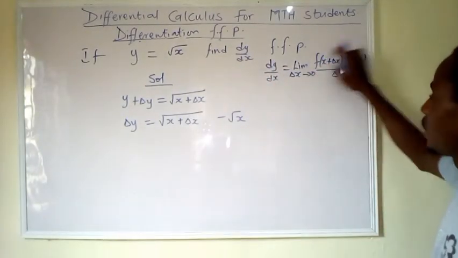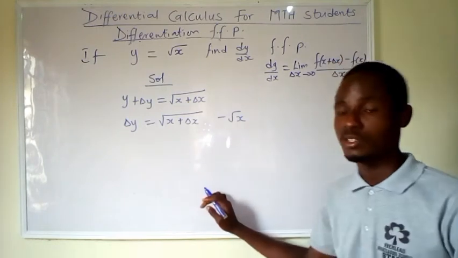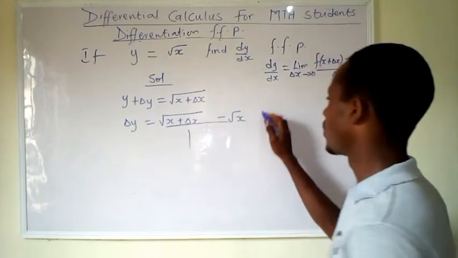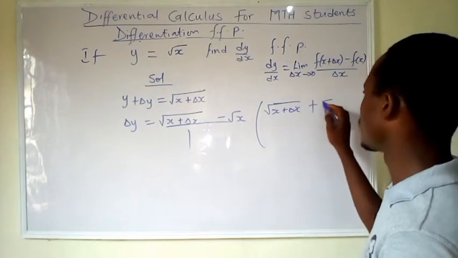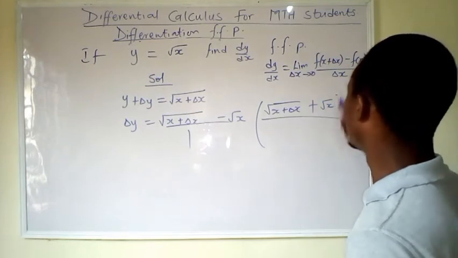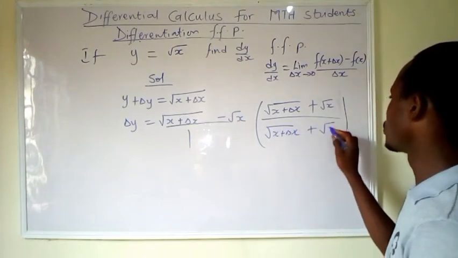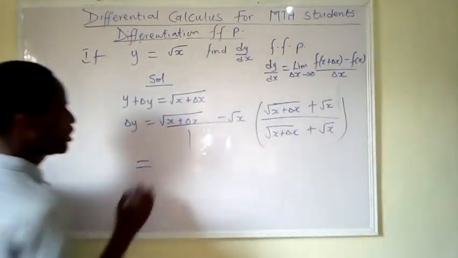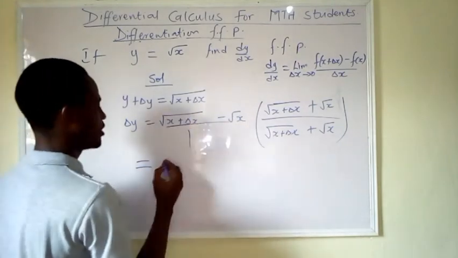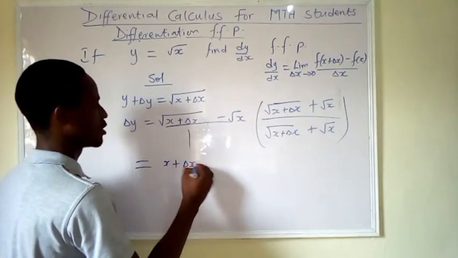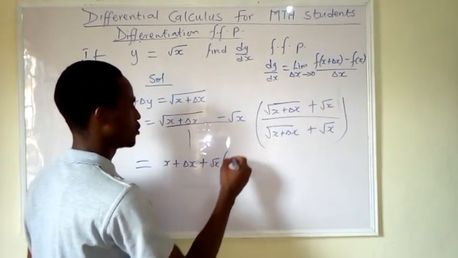So we've done what is there in the numerator. The next thing is, let us try to rationalize this expression. So this is over 1. If I multiply that by root of x plus change in x plus root x, all over root of x plus change in x plus root x. This will multiply this, and this times this gives me x plus change in x, and this times this gives me root x into root of x plus change in x.